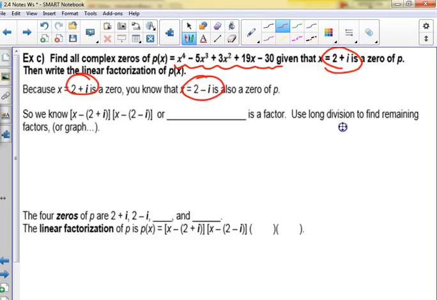What are all the possible rational zeros? Can somebody help me write the list? 1, 2. We're doing factors of 30. Yes, guys? 5, 6. Now 3 goes in there 10 times. 2 goes in there 15. And 30. Okay. Those are all the nice ones.